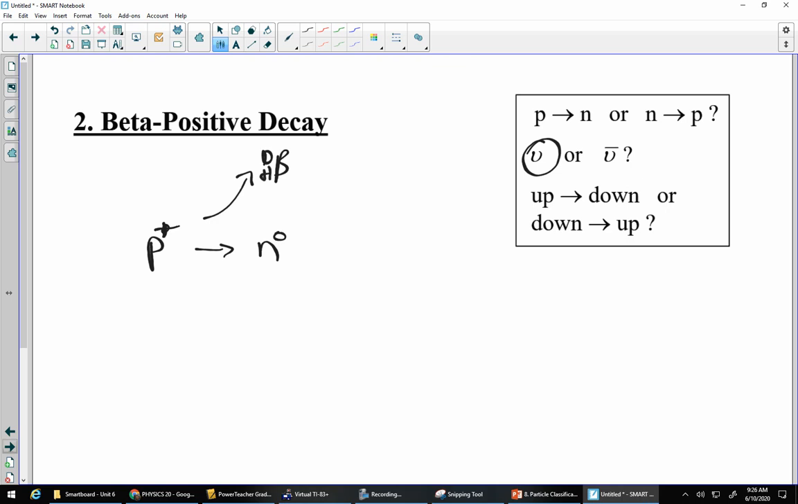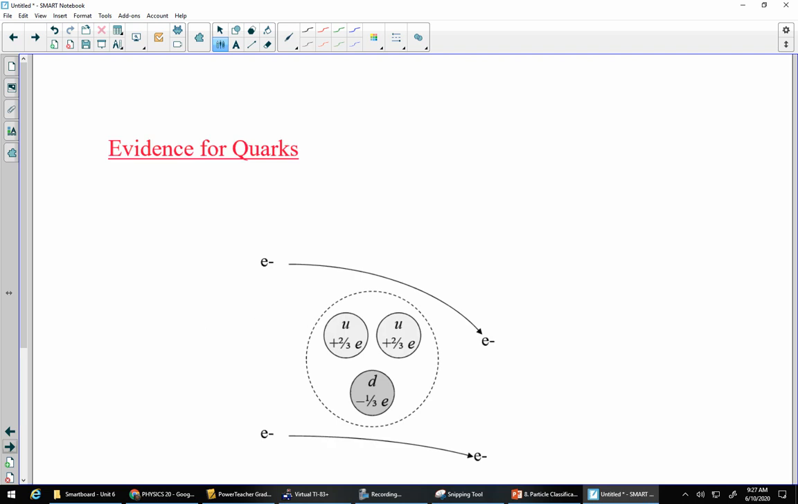Cool. So if it's going from a proton to a neutron, it's up, up, down, and it must be turning to up, down, down. Okay, so the proton turns into a neutron, and it's turning from an up quark to a down quark is what we're looking at for that beta positive. So just explaining that a little bit further.